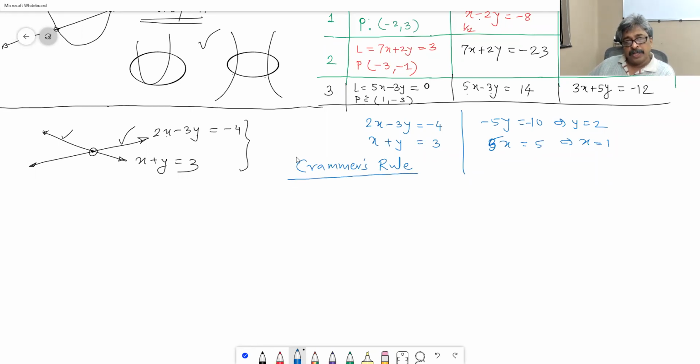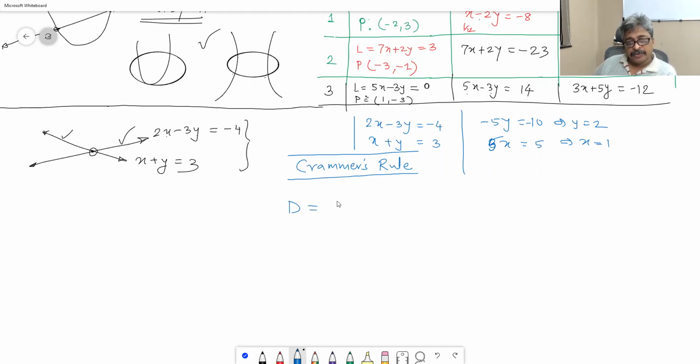Presently, we are not proving Cramer's rule. We are just looking at the trick of getting the point of intersection of two straight lines very quickly. Okay, the method is as follows.